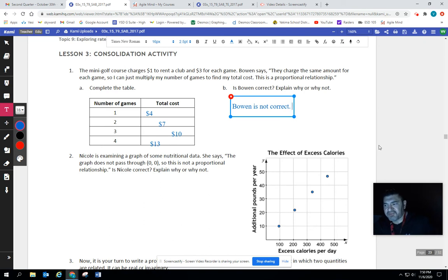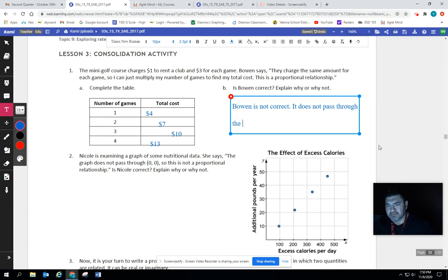If we did plot 0, 0, it would not be a constant ratio. Okay. So Bowen is not correct. It does not pass through the origin.